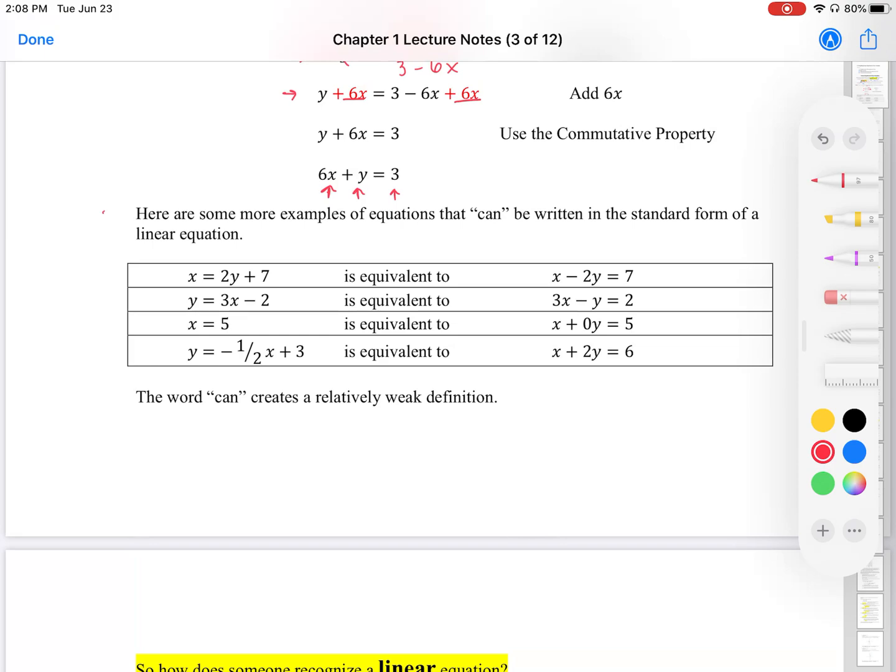Now, standard form may look different depending on what we have. So here are some more examples of equations that can be written in the standard form of a linear equation. So the first two are like what we did. And the third one, we only have an x, but it's okay. We can make y a 0 with a 0 coefficient. And same thing for that fourth one. It was like our first example that we did.